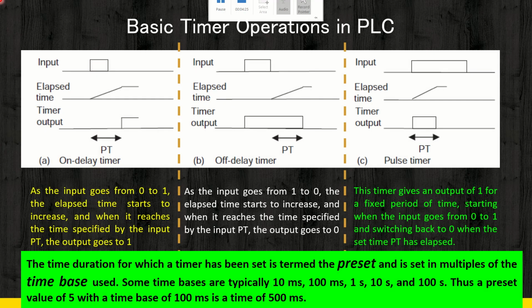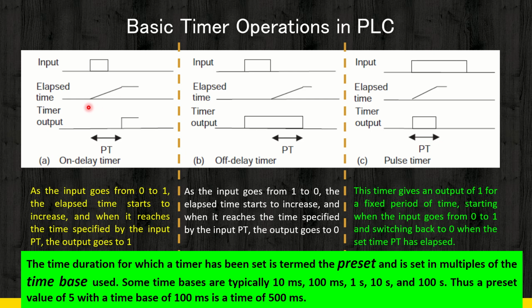Now let us see what the basic timing operations in the PLC are. Here you can find the timing diagram. This is the on delay timer, in which we are giving this input trigger. The moment we trigger the timer, elapsed time starts. Elapsed time means the time which has passed after the input trigger has been provided or applied.